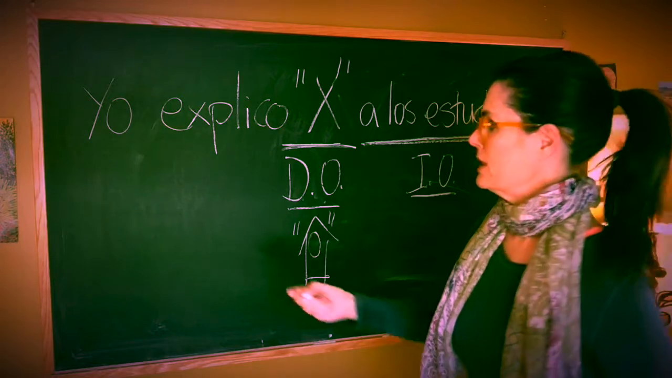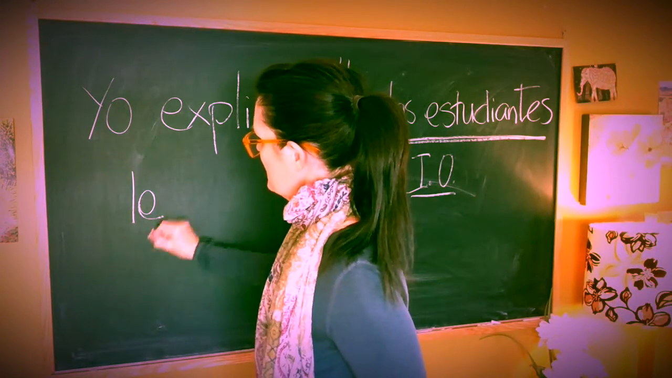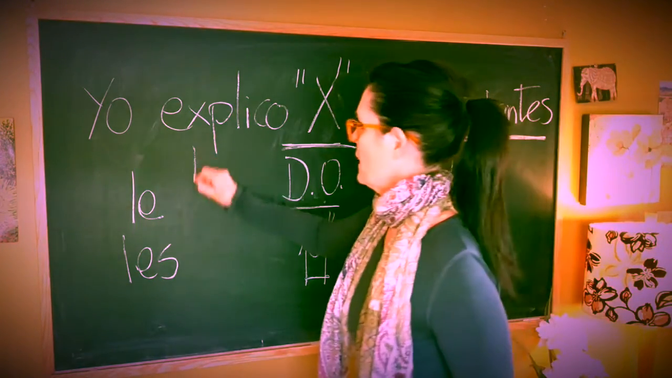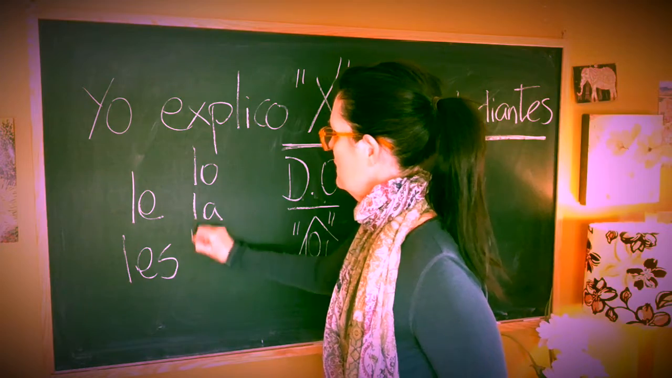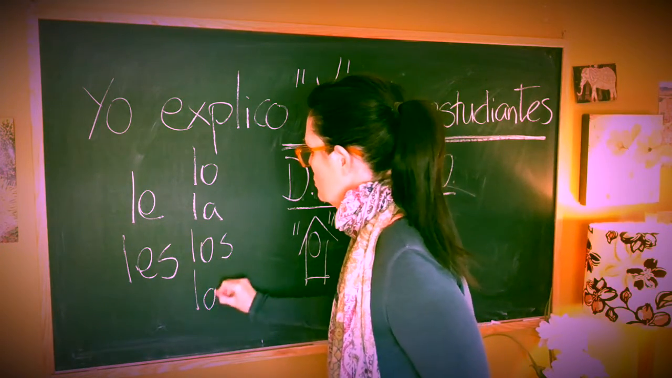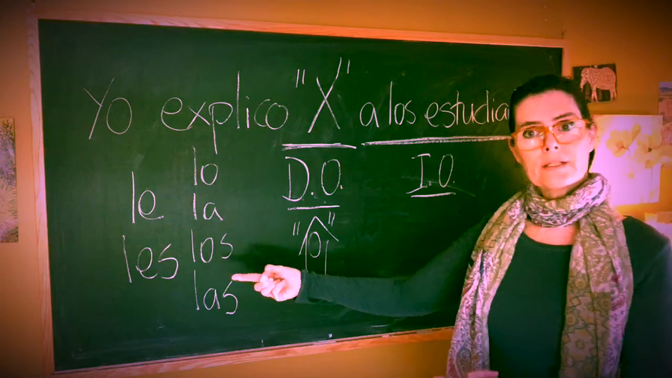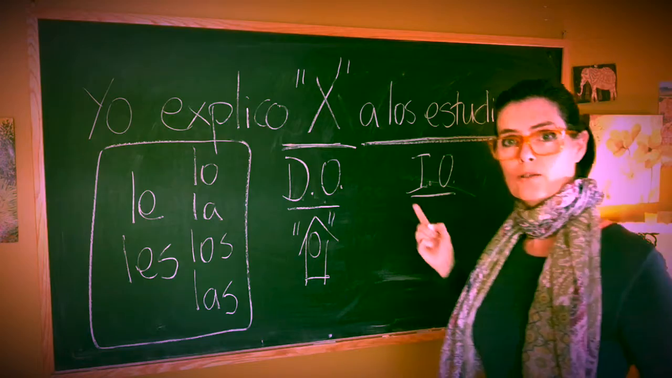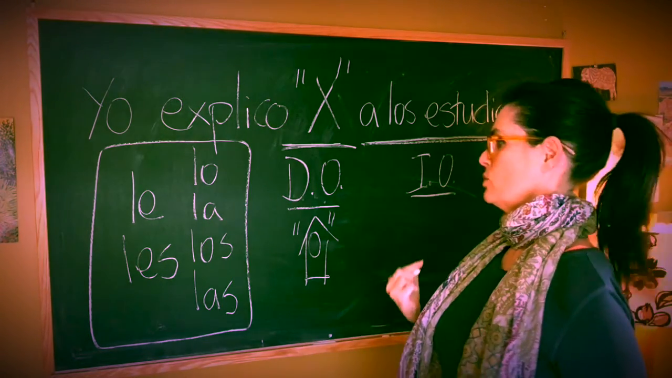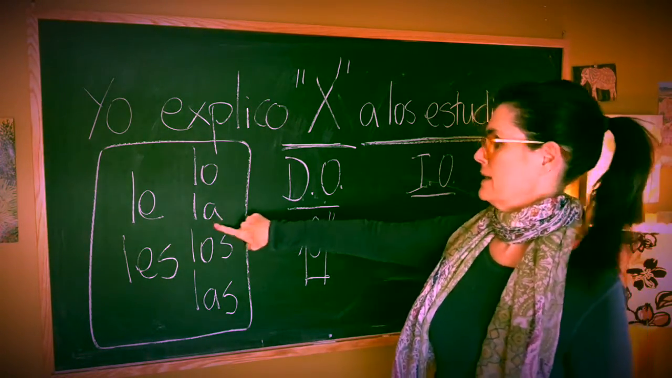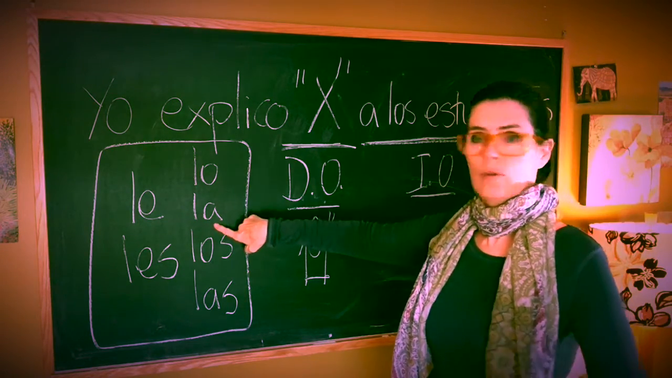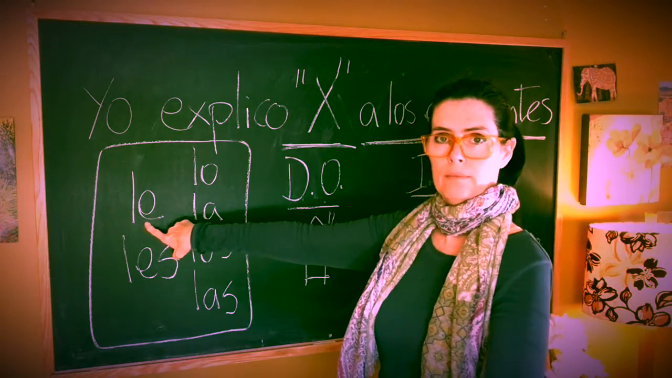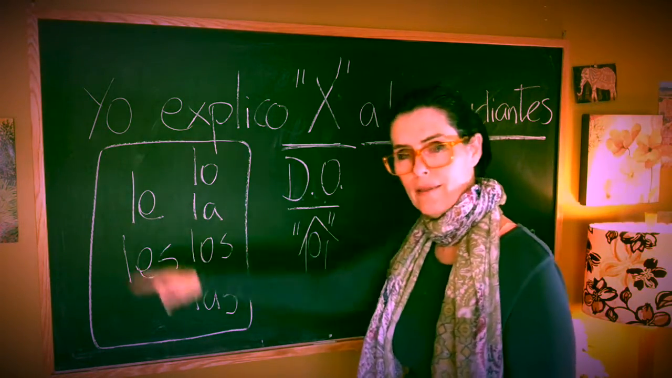So the controversy here will be with that. This le and les, okay, that's the indirect. And then lo, la, los, and las. Why am I putting this here together in this little square? Because in a sentence like this one, what you're going to do is that you're going to say, I explain the lesson, la, to them, les, sorry, to her, le, to him, le. Okay, so you're going to put these guys together now.